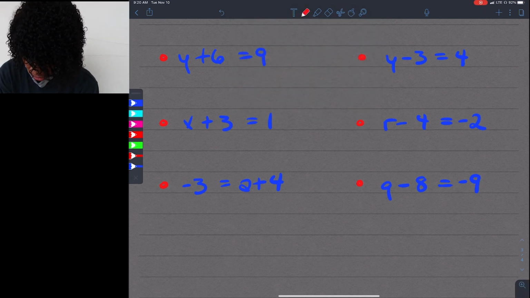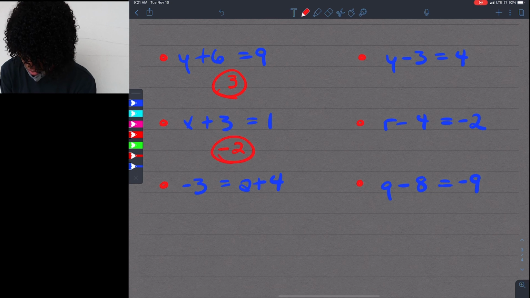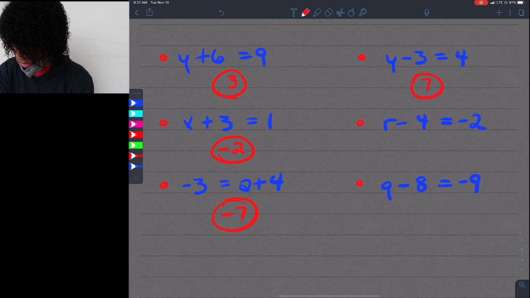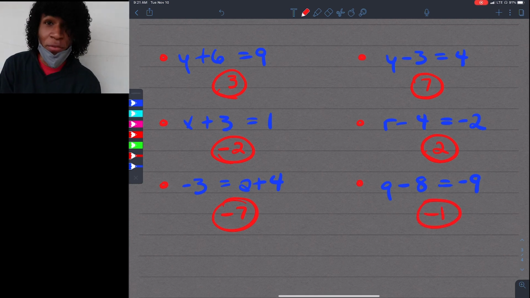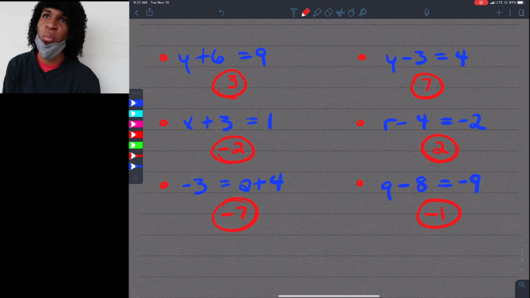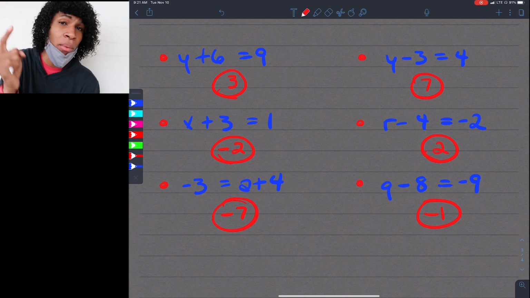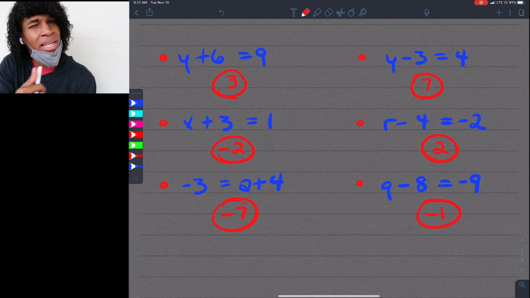All right, so over here, your answer is 3. Over here, your answer is negative 2. Over here, your answer is negative 7. Over here, your answer is 7. Over here, your answer is 2. And over here, your answer is -1. Okay? Hopefully you got those. If not, rewind the video, go look at how we worked the other problems, then come back to this and see if you can figure out what you could do differently this time, okay?